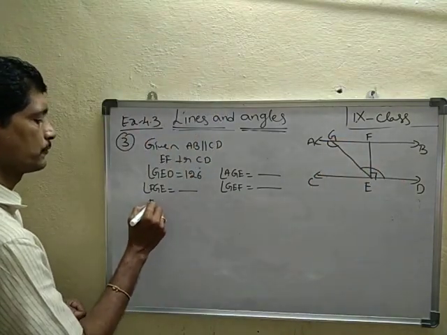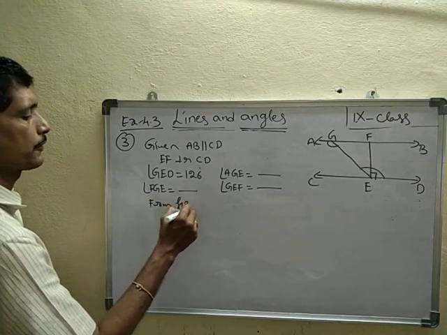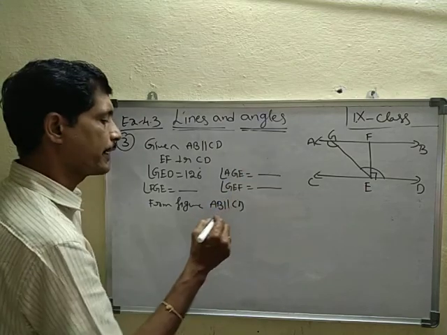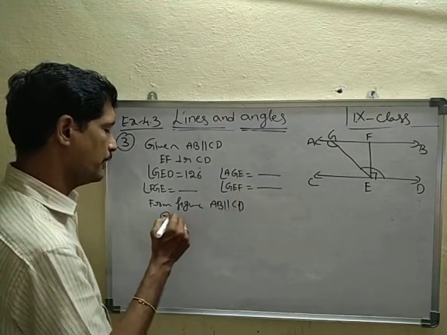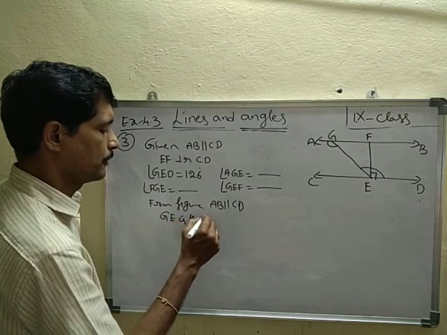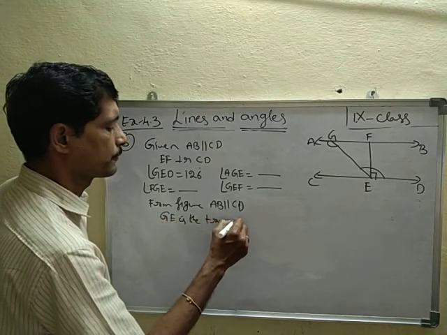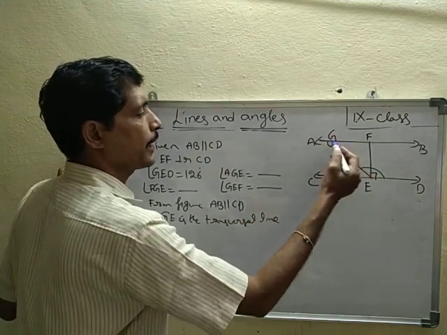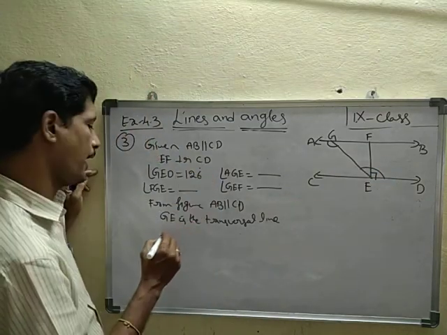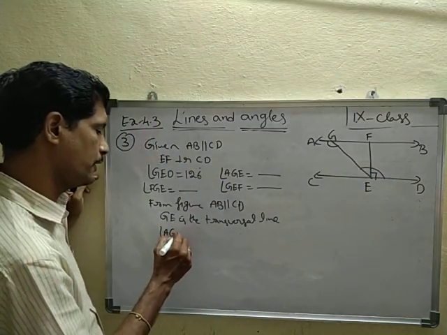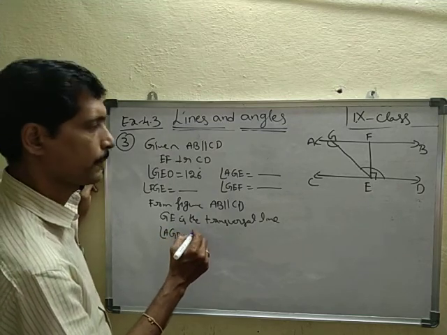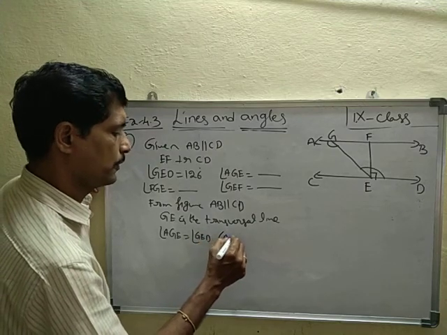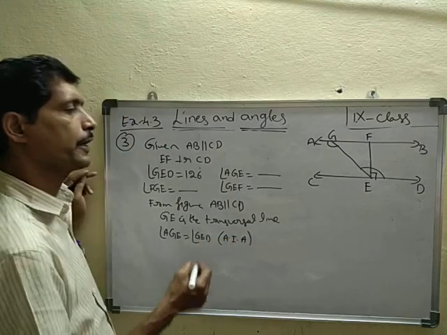From figure AB parallel to CD, therefore GE is the transversal line. GE is the transversal line. Angle AGE and angle GED both are alternate interior angles. Angle AGE equal to angle GED are alternate interior angles. Alternate interior angles are always equal.